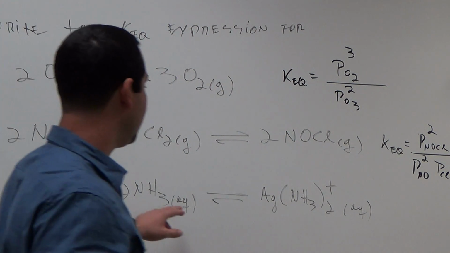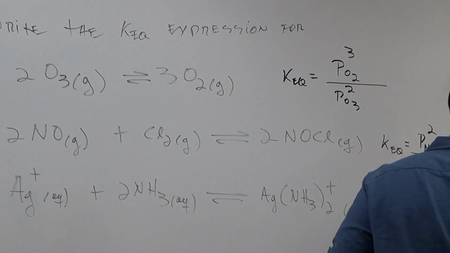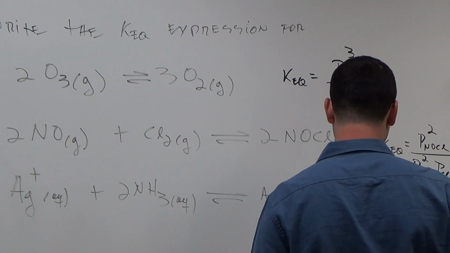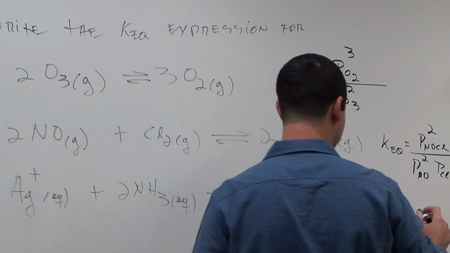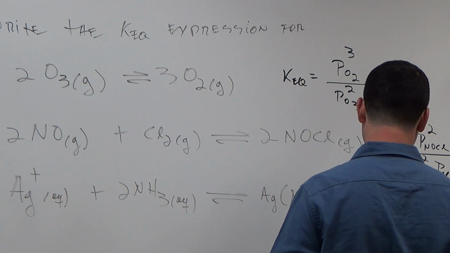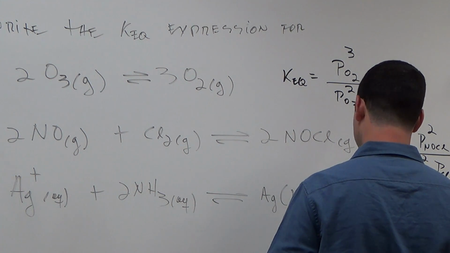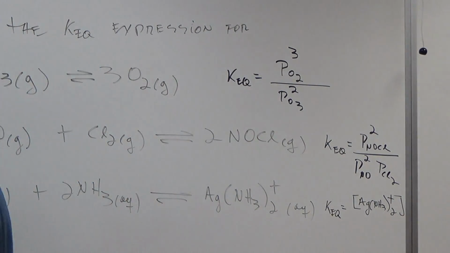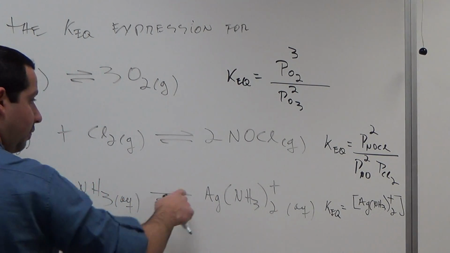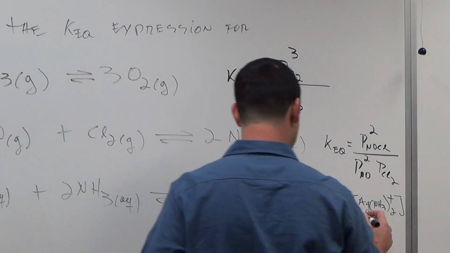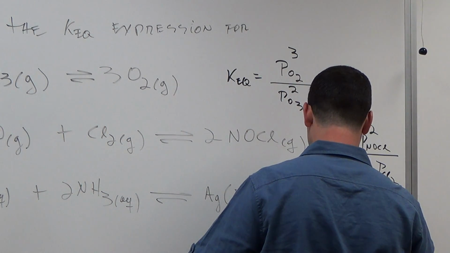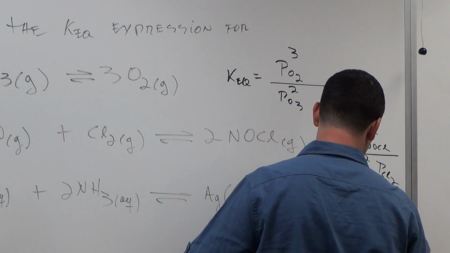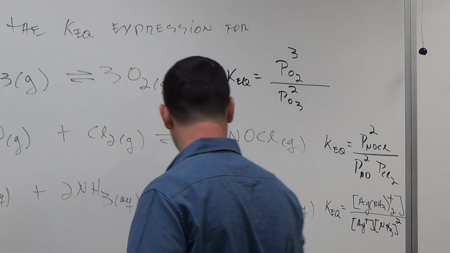Okay, this is aqueous, so should we write pressure? Yes. No, concentration. Does not have a pressure, so for aqueous, we're gonna write concentration. And concentration is brackets, yes? Concentration of Ag(NH3)2 plus, raised to what power? Raised to the first power, yes? Because the coefficient is a 1. Divided by the concentration of Ag plus, divided by the concentration of NH3, raised to the second power.